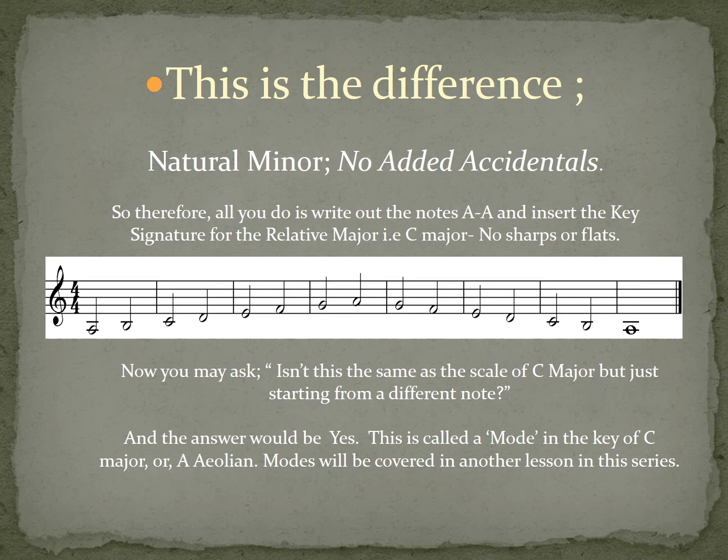Now you may ask yourself, well, isn't this the same as the scale of C major, but just starting from a different note? Well, the answer would be yes. Now when we do this, when we start a major scale, for example, from a different note that isn't the tonic, we call it a mode in the key of C. Now this particular example would be what we call an A Aeolian mode. But because this is aimed at grade 5, modes will be covered within a different lesson for a different standard of theory.